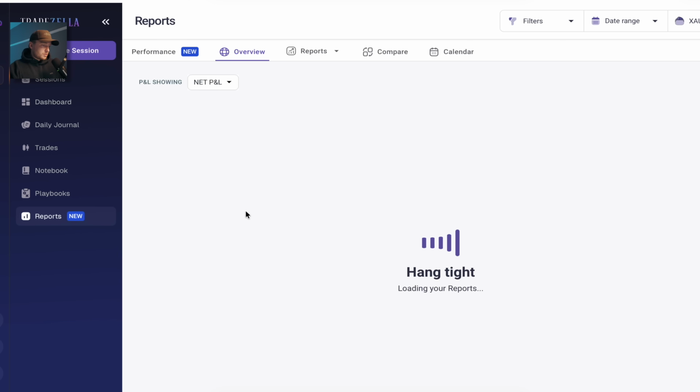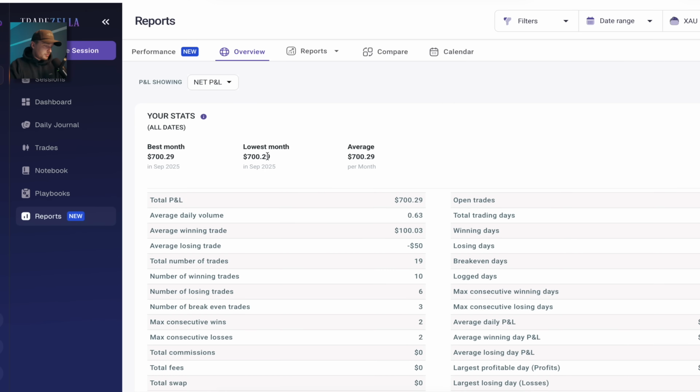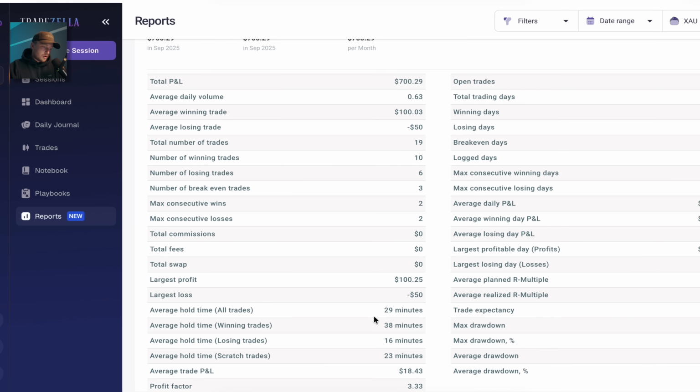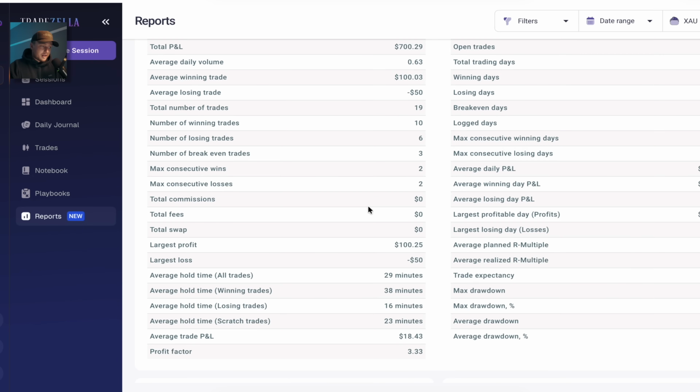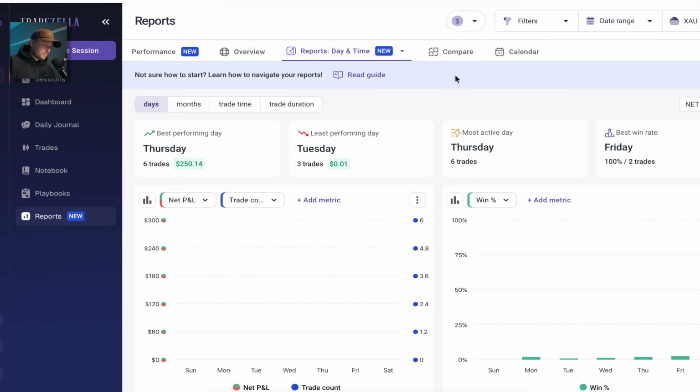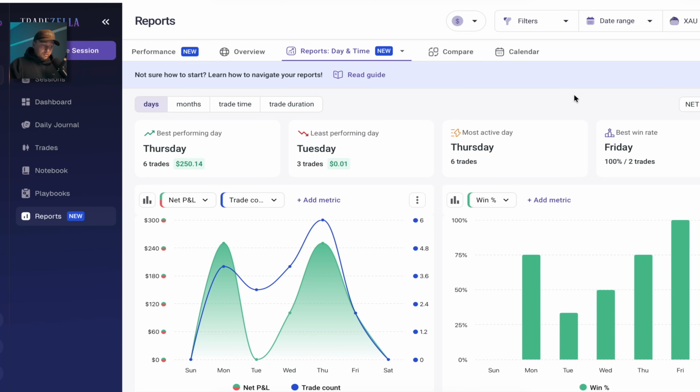If we go into reports, we'll be able to see a bit more of a breakdown here. So we took 19 trades, we took 10 winners, 6 losers, 3 break-evens. Max consecutive wins was 2, max consecutive losses was 2. Average hold time 29 minutes. Quite a nice week there. I'll probably do a little bit more data testing on this before potentially trading gold as well.